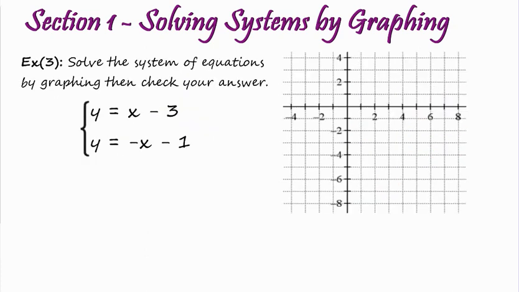Let's do this again. You can pause the video, work it out on your own, see what you get for an answer, and then unpause it to compare it with my result. The y-intercept is at negative 3 for the first equation with a slope of positive 1. And the y-intercept is negative 1 for the second equation with a slope of negative 1.